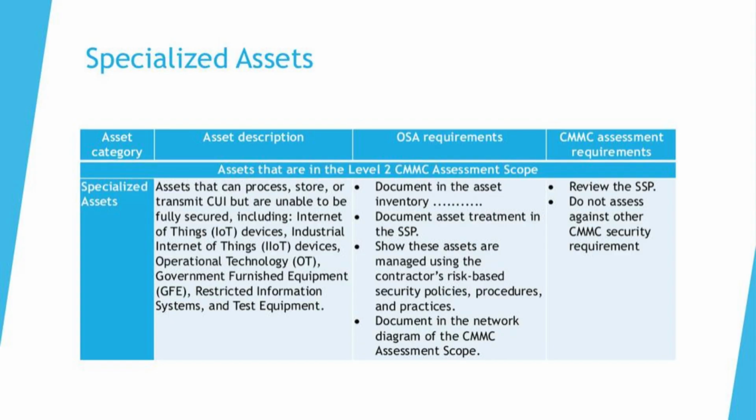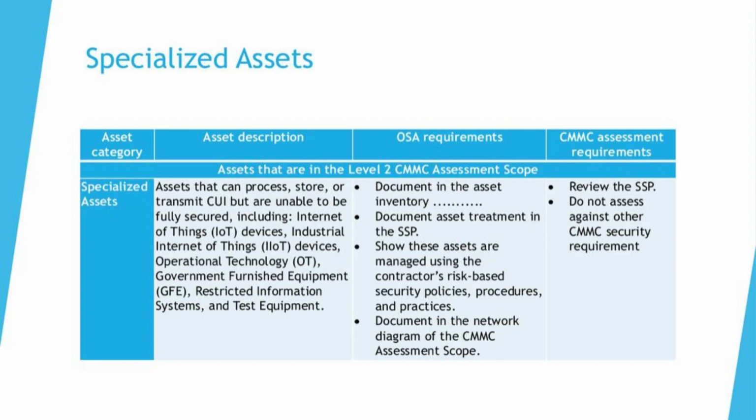And the assessment, does the assessor try to test controls on the Windows XP box? No. For specialized assets, the assessor reviews the SSP documentation thoroughly. They check if the justification for the designation is sound, if the risk mitigation strategies are documented, and if they seem reasonable given the circumstances. But they do not assess the specialized asset itself against the CMMC security requirements. The documented risk management plan is what gets reviewed, not the asset's compliance.